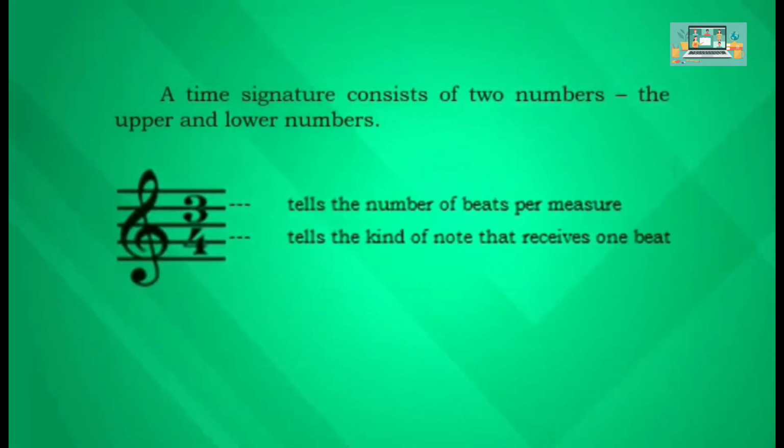Let us examine the time signature. It consists of two numbers, the upper and lower numbers. The upper number tells the number of beats per measure, while the lower number tells the kind of note that receives one beat.